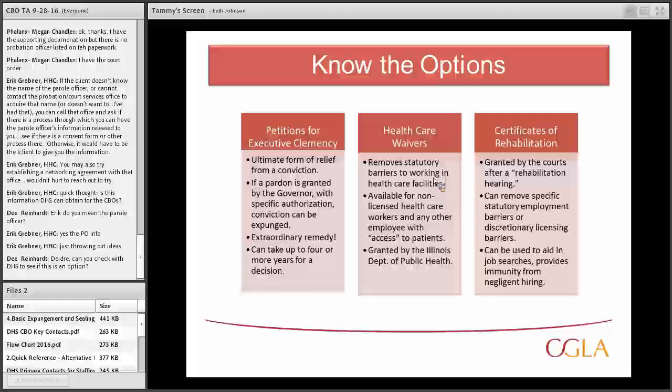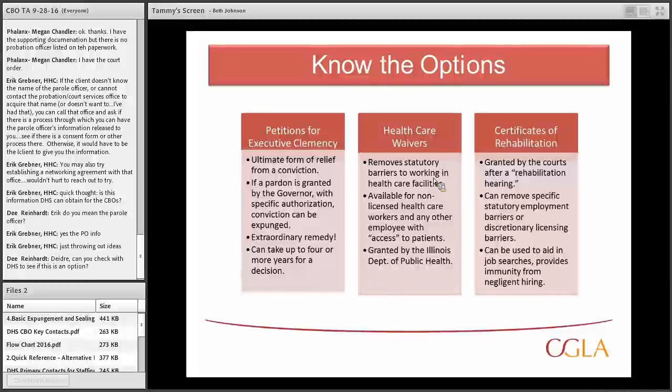Okay. So these are the 3 main categories for people that cannot seal conviction records: clemency petitions, health care waivers, and certificates of rehabilitation. I have 1 slide on each of these. This is just a summary slide. Again, the PDF of this PowerPoint is attached, as well as a 2-page document for service providers to know about the different forms of relief, and a really good outward-facing brochure that can be used for people to explore the options.